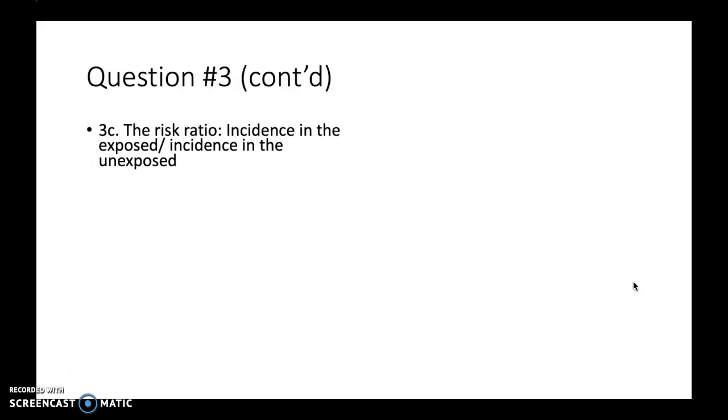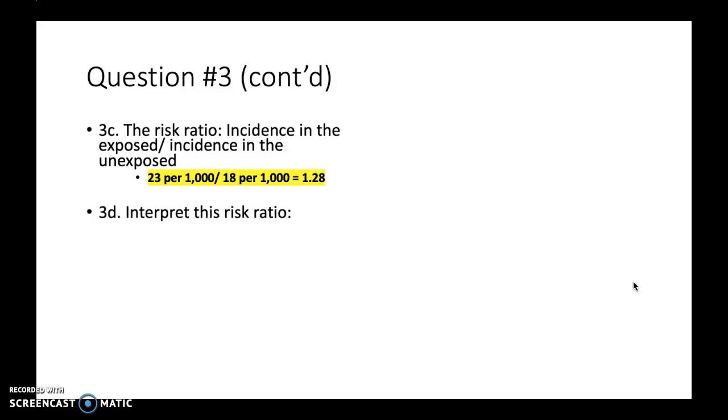And next, we are asked to figure out what the risk ratio is, and that is the incidence in the exposed divided by the incidence in the unexposed. So we take 23 per 1,000 divided by 18 per 1,000, and we get 1.28.